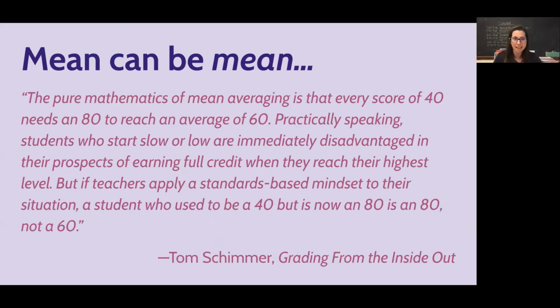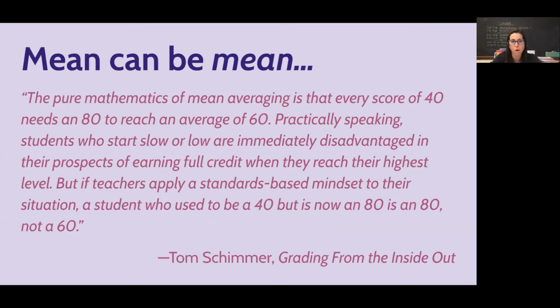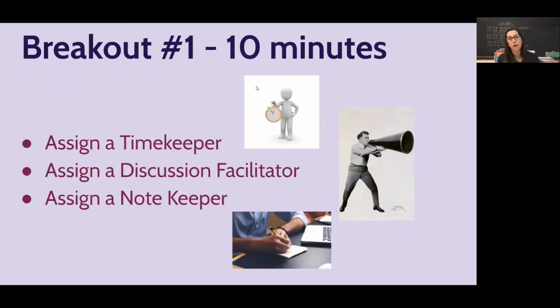So that being said, Bree, can you go back to that little quote about the pure mathematics of mean averaging: every score of a 40 needs an 80 to reach an average of 60. And practically speaking, students who start slow or low are immediately disadvantaged in their prospects of earning full credit when they reach their highest level. But if a teacher applies a standards-based mindset to their situation, a student who used to be a 40 but is now an 80 is an 80 and not a 60. So I really want you to consider that.